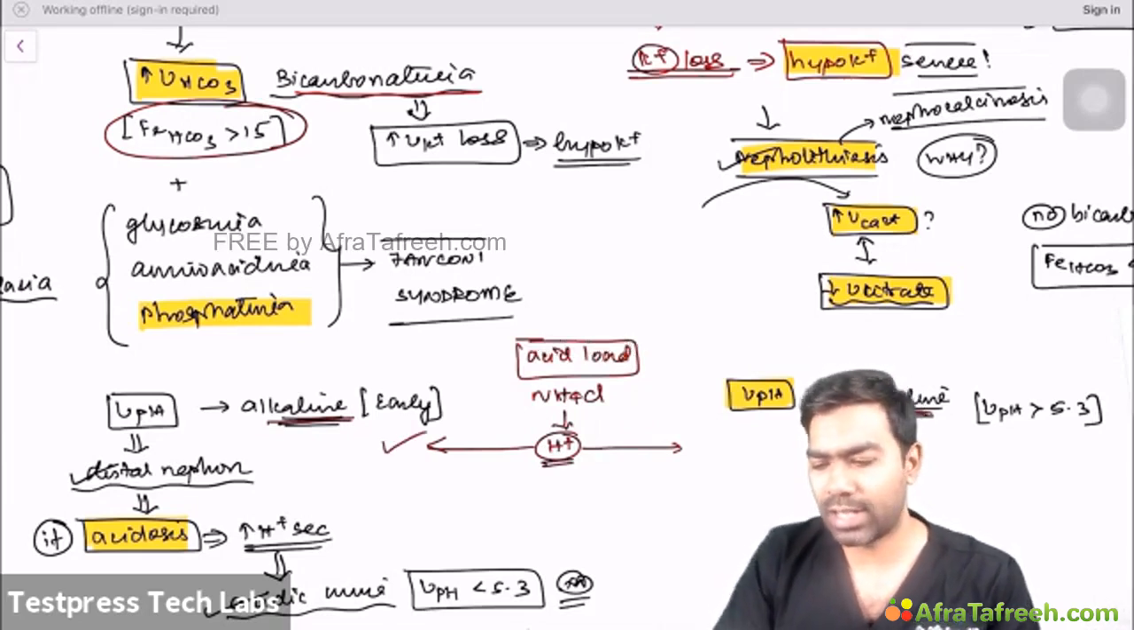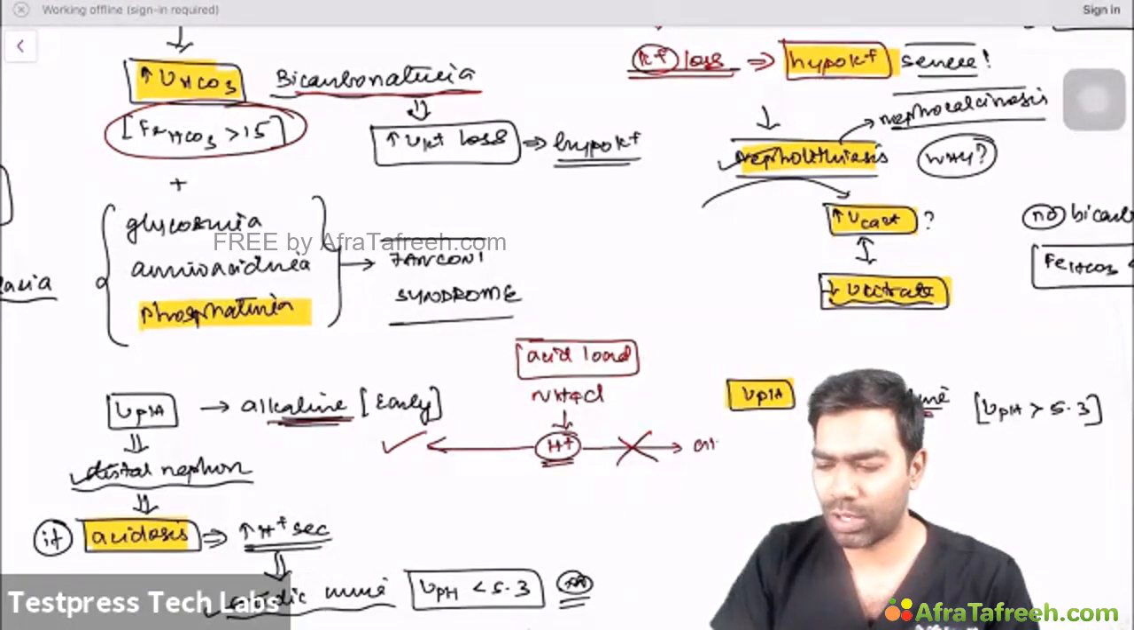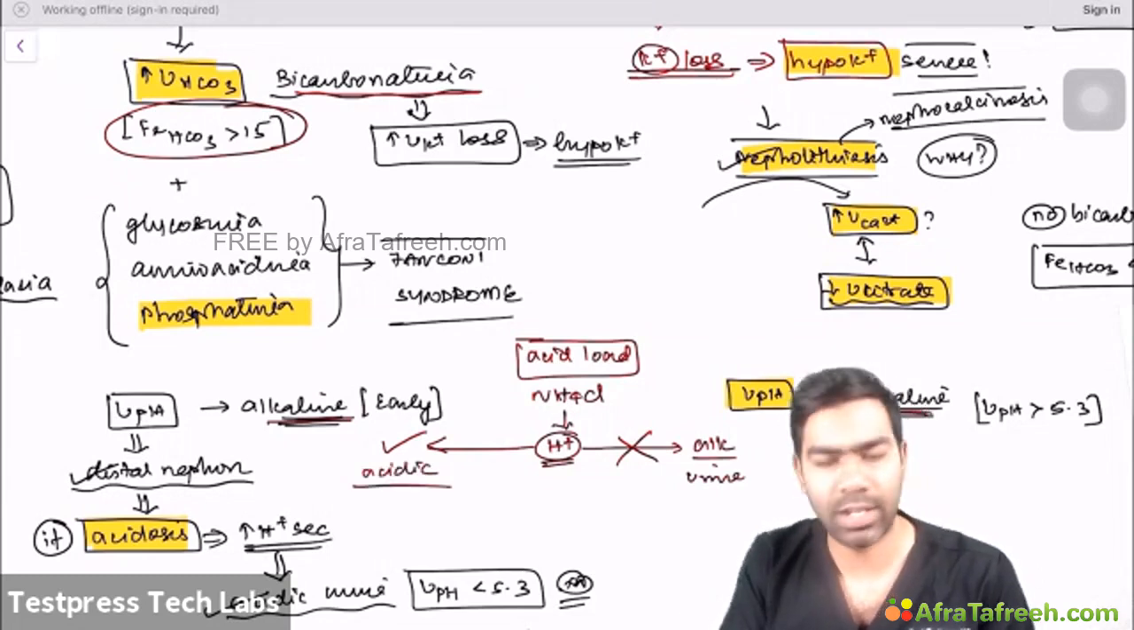So in proximal RTA, the distal nephron can excrete H+, whereas in distal RTA, the distal nephron basically cannot excrete H+. So the urine will still remain alkaline because they can't excrete H+. After giving an acid load, if the urine becomes acidic, it is because the distal nephron in proximal RTA is quite okay, so they can excrete H+, and the urine will become acidic.